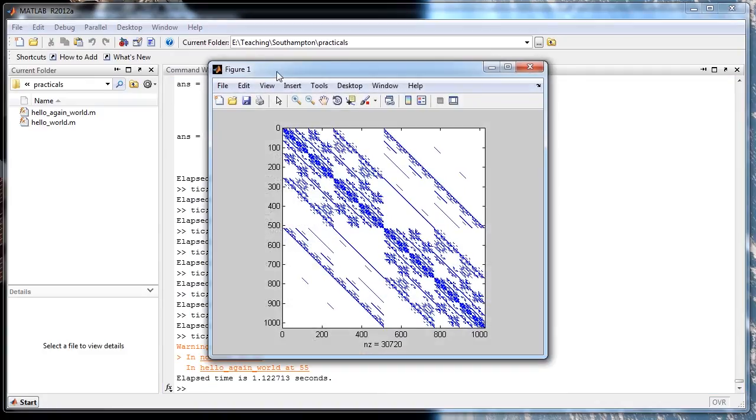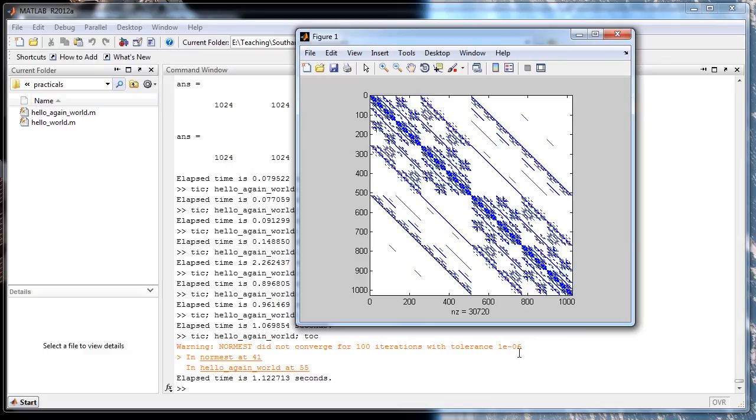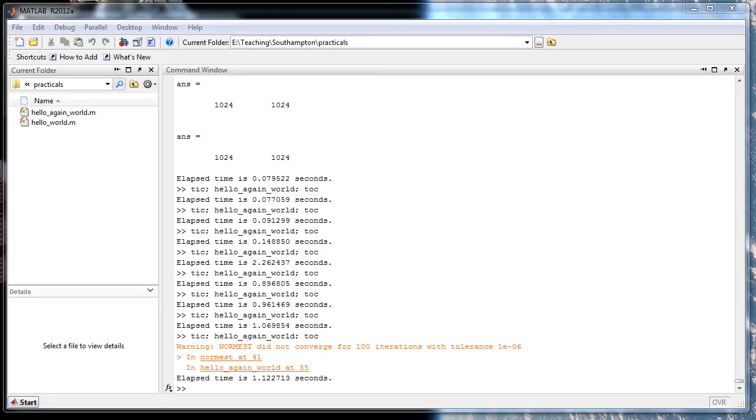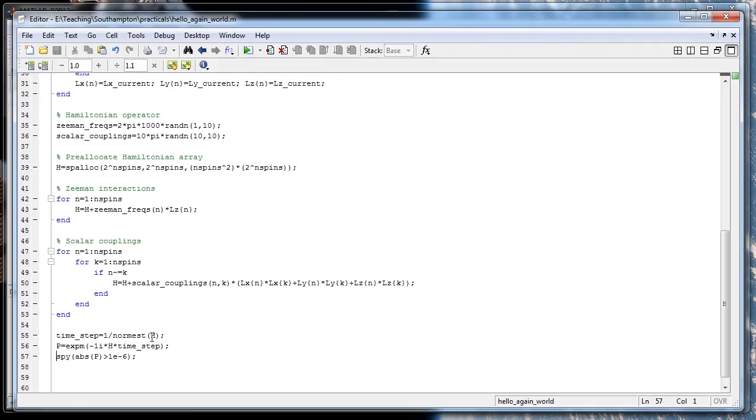See, norm est warned us here that it didn't quite get to the accuracy target, but we only need an estimate, so it's not a big deal. But the propagator is sparse, just 30k elements out of a million, and so we can now run with that propagator without the fear of overflowing our memory or doing some extra unnecessary multiplications.